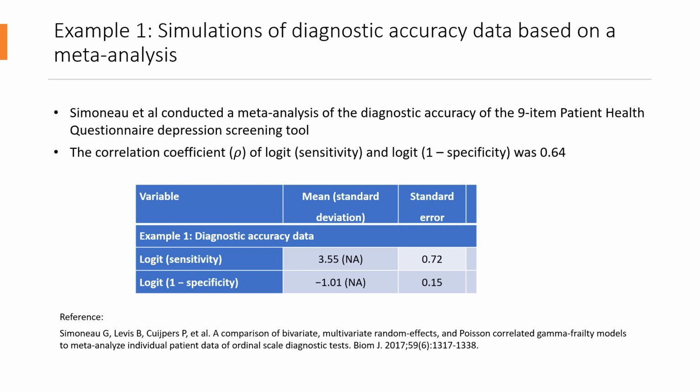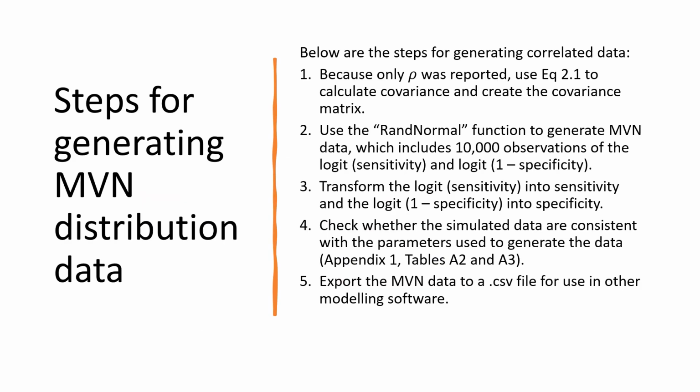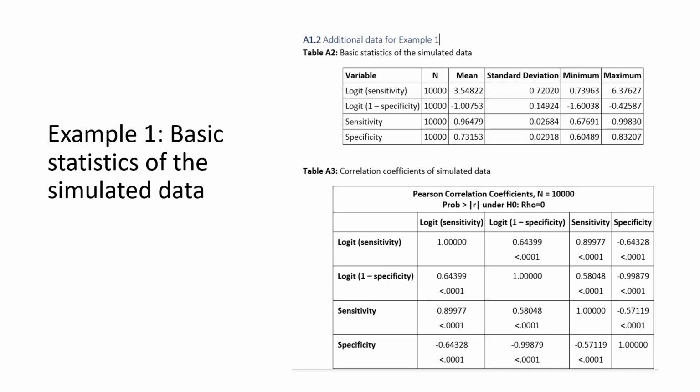Example 1 was to simulate the correlated diagnostic accuracy data based on a meta-analysis. The authors reported that the logit sensitivity was 3.55, the logit 1 minus specificity was -1.01, and the correlation coefficient was 0.64. We listed the steps for generating correlated data using the rand_normal function. This slide shows the summary statistics of simulated data, which were consistent with the parameters used to generate the data.